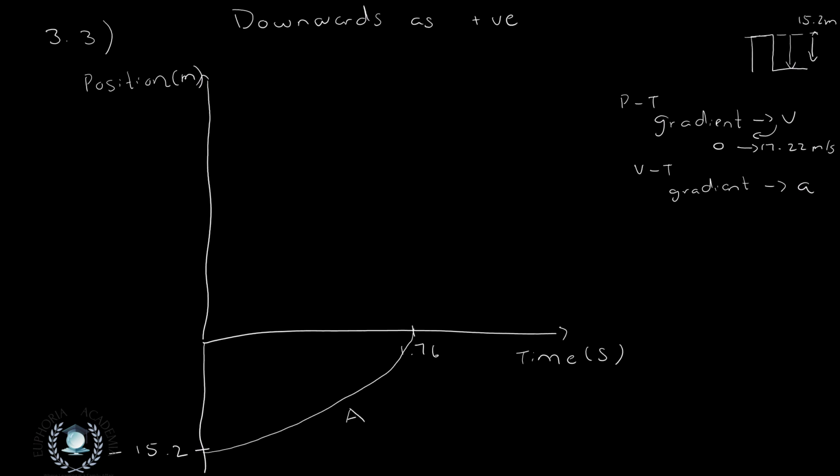Ball B starts at 0.81 seconds, and it's projected up, which means it moves in a negative direction because we're taking downwards as positive. So it is projected up, which means it's going negative, reaches a maximum height, stops at that maximum height, which is above the ground, and then it comes back to the ground again. That's more or less how you would draw this position time graph.